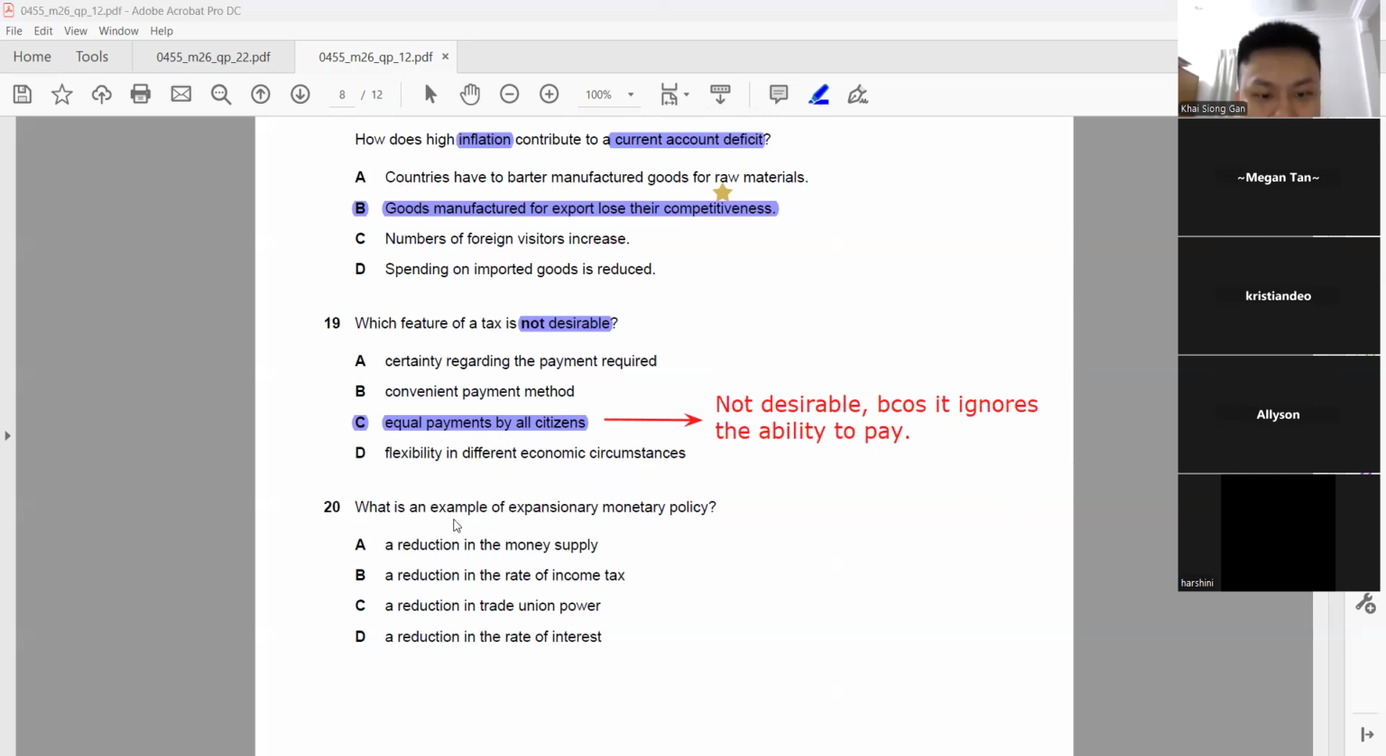Okay? What is an example of expansionary monetary policy? This is a very simple question. As long as you do not make careless mistakes, you will be able to score. Example of expansionary monetary policy that's used to influence aggregate demand and it's under monetary. You will have to choose the one that matches the instruments of monetary policy.